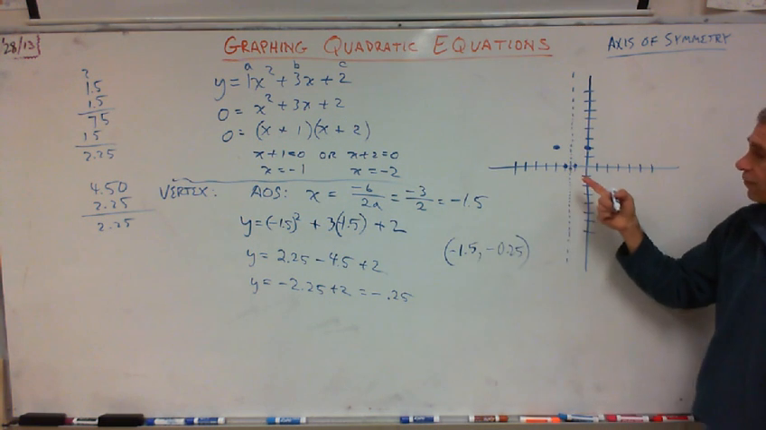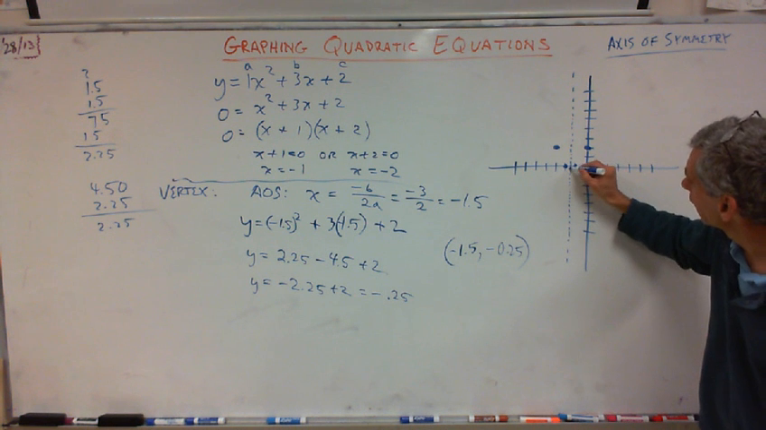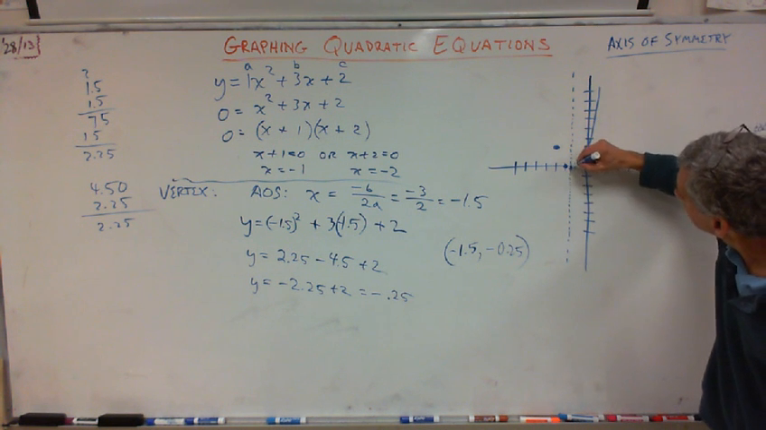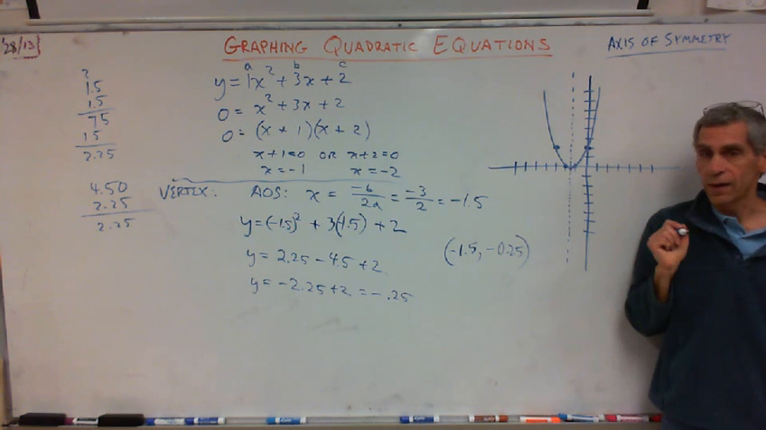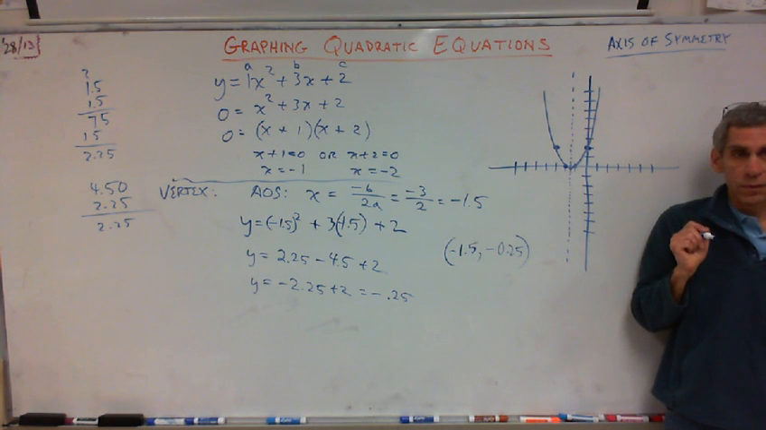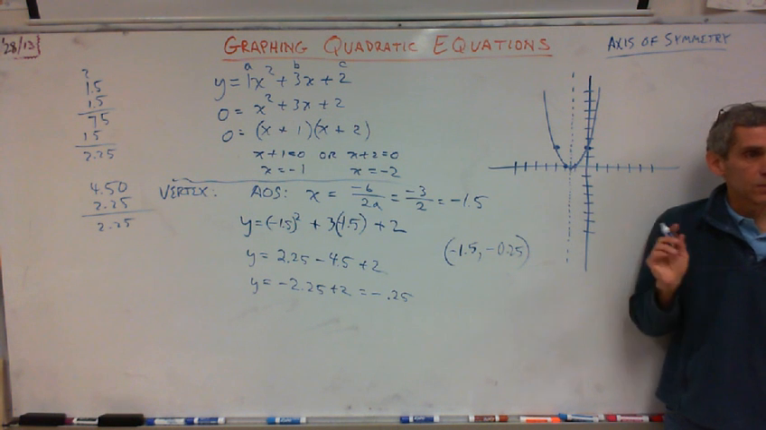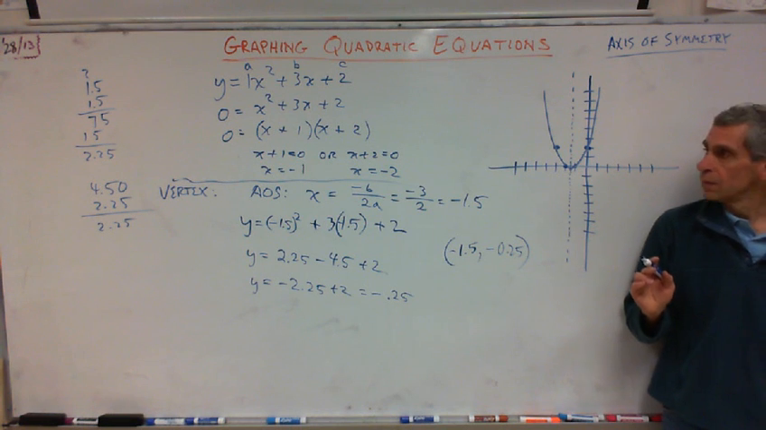And now I have all I need to graph this. All I have to do is start at the vertex and come up like this. Start at the vertex, come up like this. And I have created my graph. I'm going to teach you eventually a much easier way, but this is utilizing everything you already know.